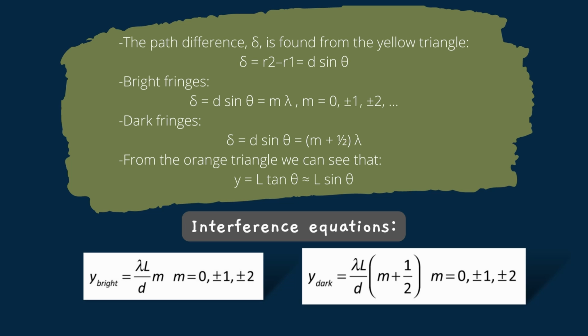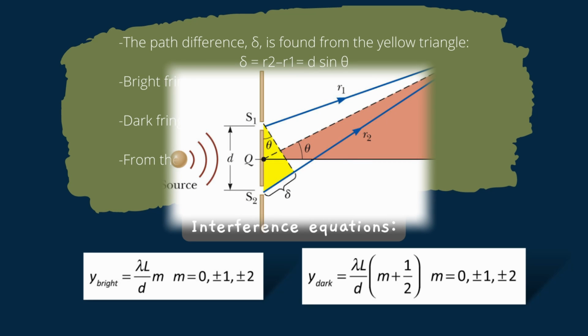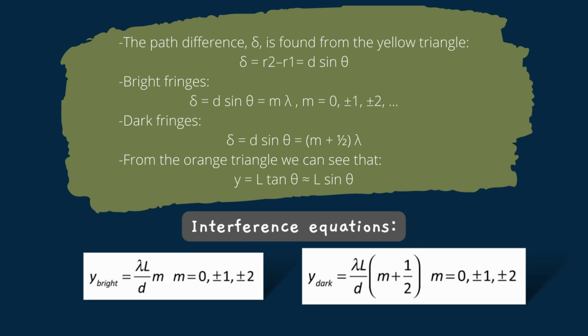Firstly, the path difference, which is denoted by the Greek letter delta, can be found from the yellow triangle in the diagram using basic trigonometry. From that, we get the equations delta equals R2 minus R1 equals d sine theta. Since L is much greater than d, the paths R1 and R2 are nearly parallel, so in the calculation, we just assume they are parallel as it is a very good approximation.